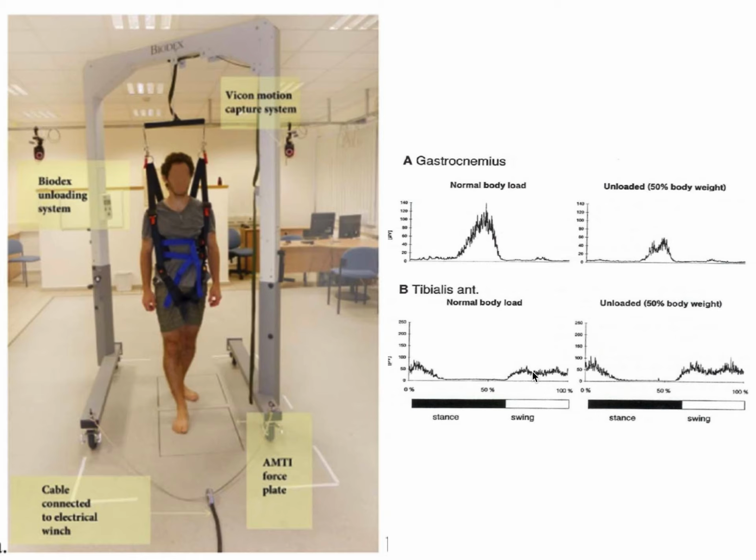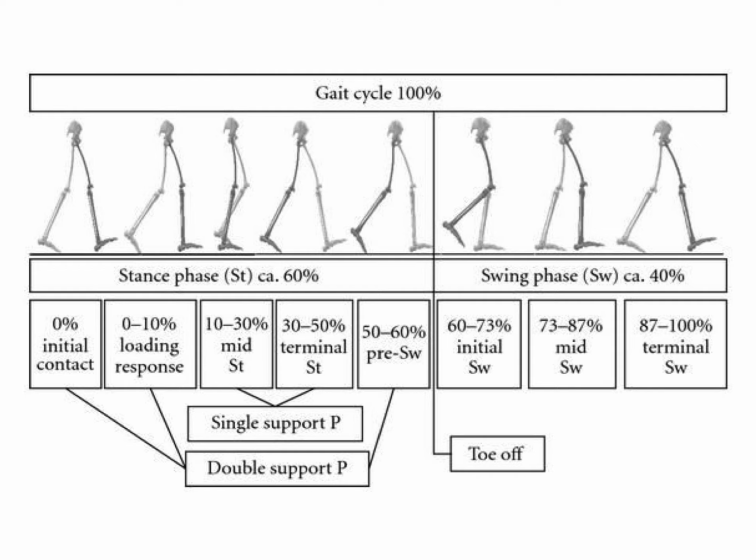But why does the different muscle have different characteristics when the body weight is unloaded? One is decreased, one didn't change. Why does that happen? Think about it, and then we need to go to gait cycle to understand the function of each muscle during the gait cycle.